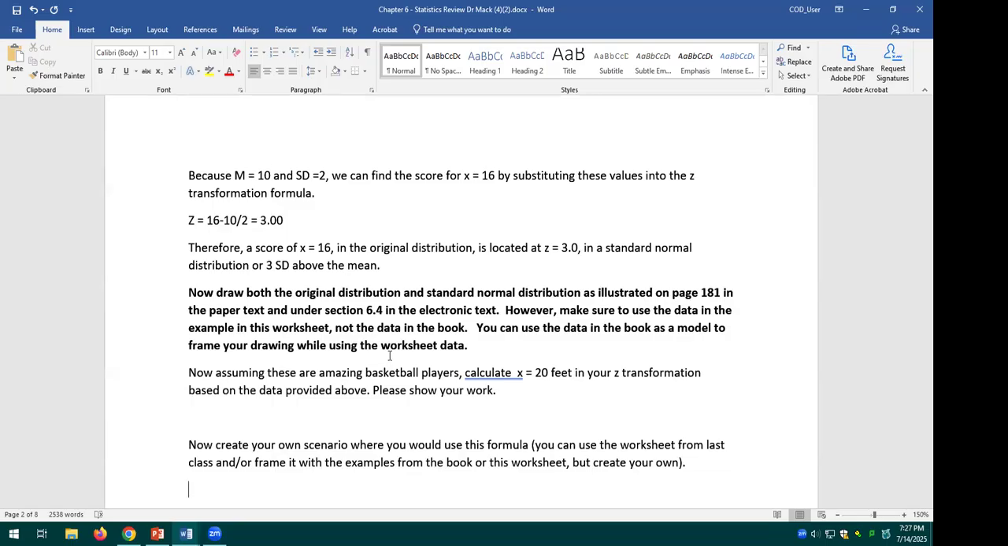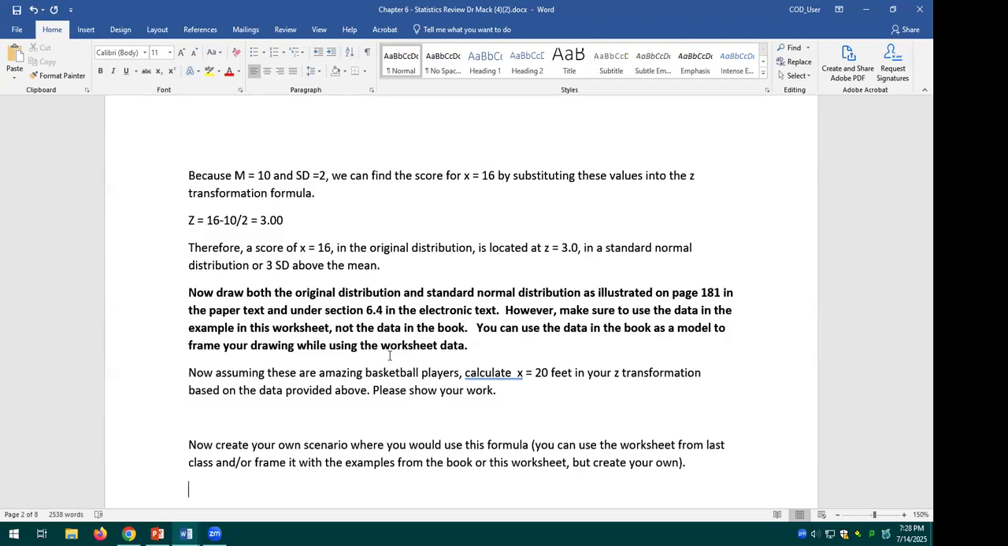So let's walk through it. What do we always do, right? We do z is equal to x minus m over the standard deviation. Do we have that information? We have x, right? So z is equal to 20 minus, I think our mean was 10, right? And our standard deviation was 2? It was 2. So 20 minus 10 is 10, divided by 2, therefore z is equal to 5.